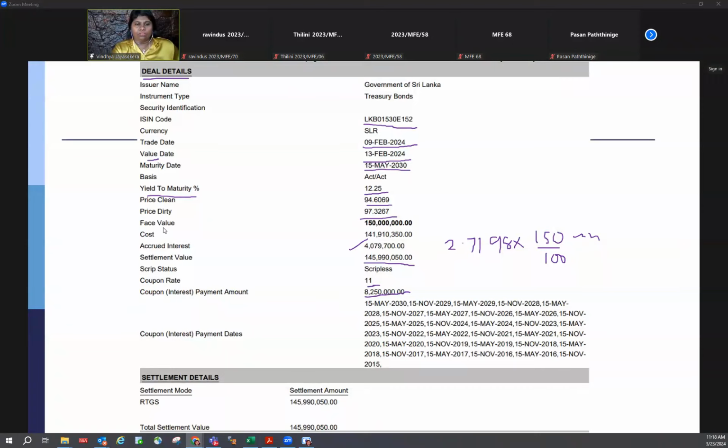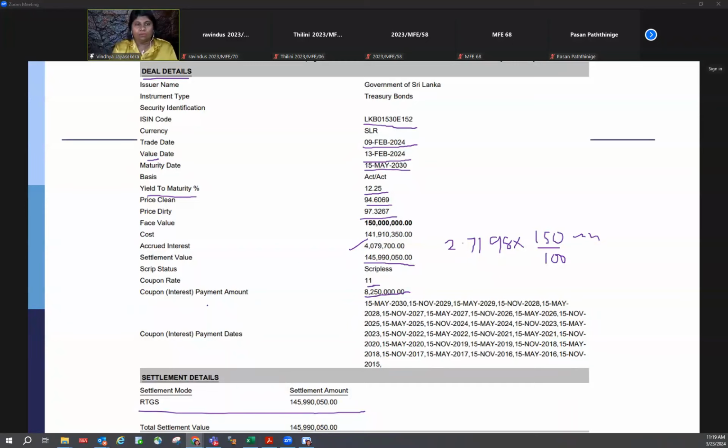So how much do you have to settle? 145 million 990 050 99. Okay. So good job. We got exactly the same answer. I was worried that we might have rounding off errors, but we got exactly the same answer as a real world transaction, right?